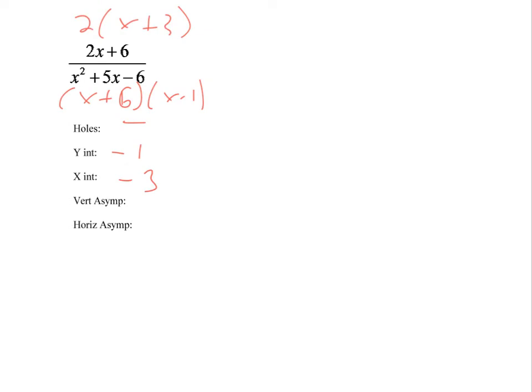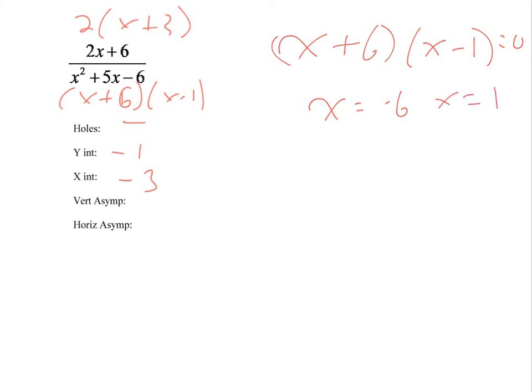Okay, let's find our vertical asymptote. We're going to do that by letting our denominator be 0, so we need to find out x plus 6 times x minus 1 is equal to 0. It's just solving a quadratic equation. For that to happen, either x plus 6 is 0, which means x is negative 6, or x minus 1 is equal to 0, so x is positive 1. So our vertical asymptotes are at negative 6 and at 1.